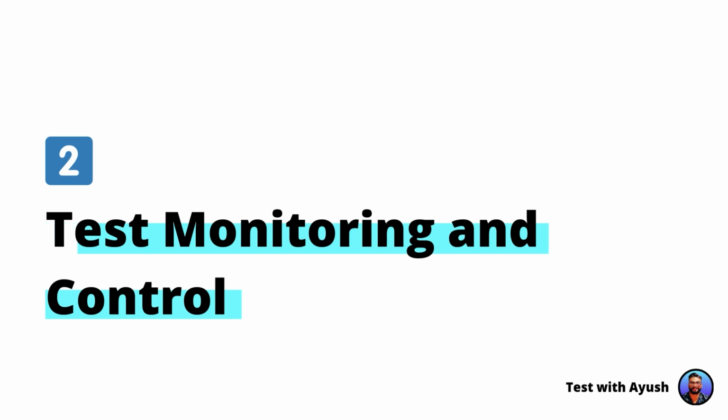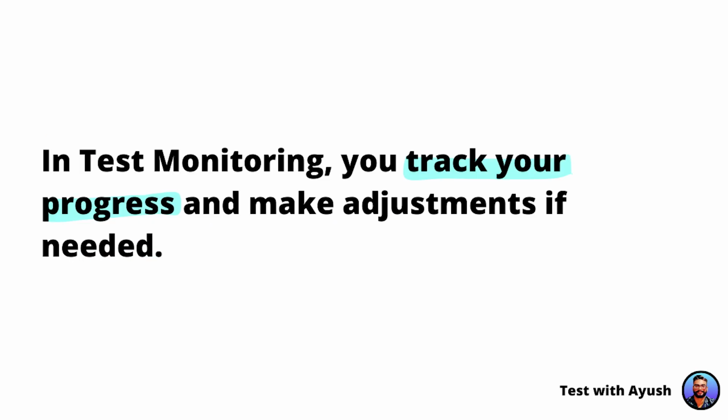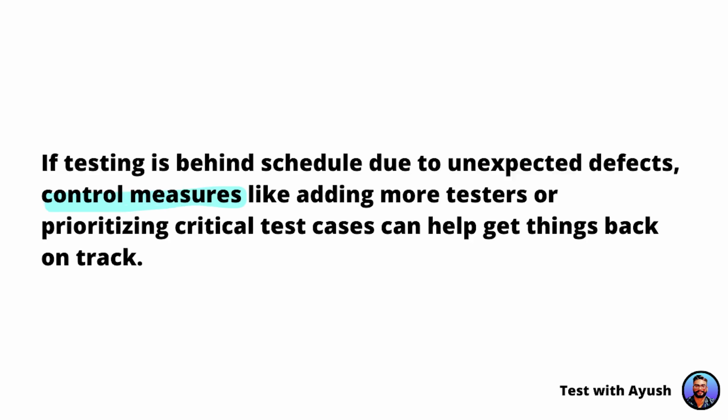Number 2, test monitoring and control. Next, we have test monitoring and control. This is like checking your GPS while driving. You track your progress and make adjustments if needed. For instance, if testing is behind schedule due to unexpected defects, control measures like adding more testers or prioritizing critical test cases can help get things back on track.